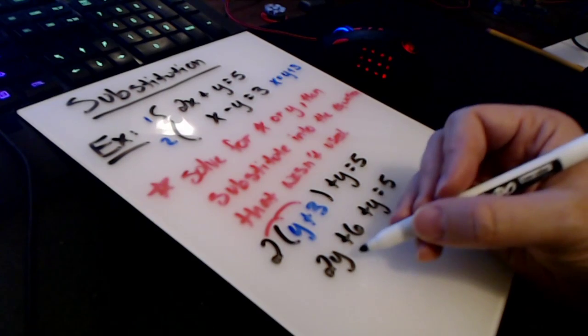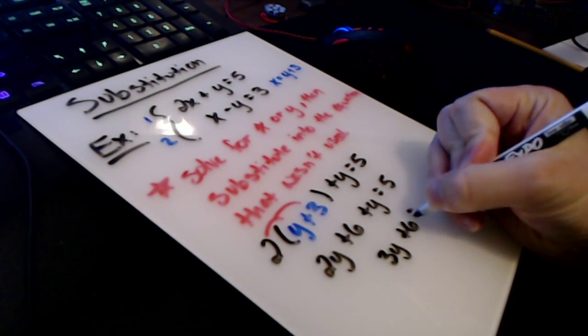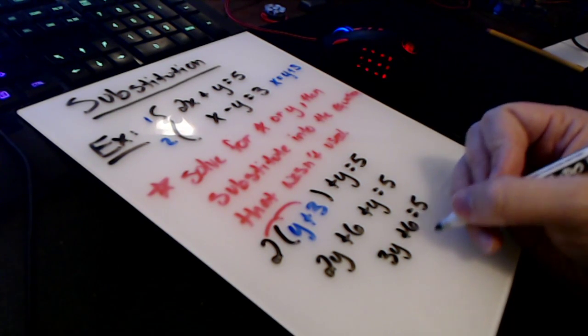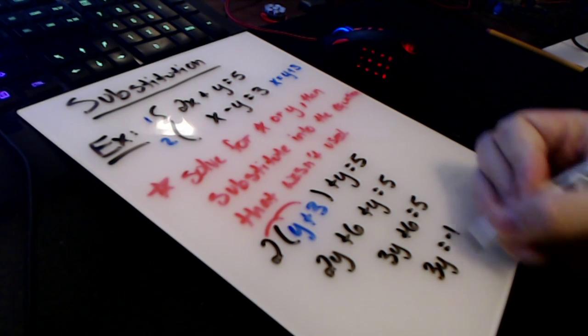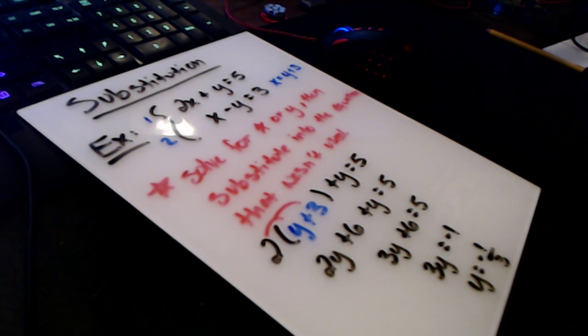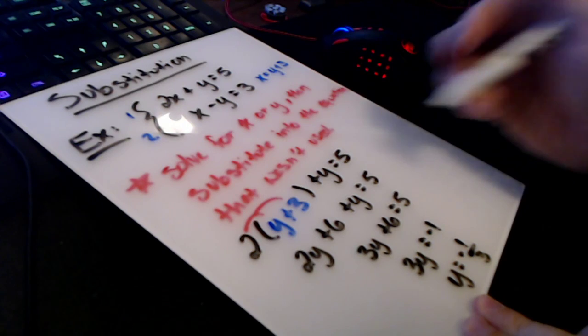And then I'm going to combine like terms. I end up with 3y plus 6 equals 5. And then if I subtract 6 from each side, 3y equals negative 1. Y equals negative 1 over 3. Now, this is why I don't like making up these problems, because we get fun fractions. All right, but that's okay.